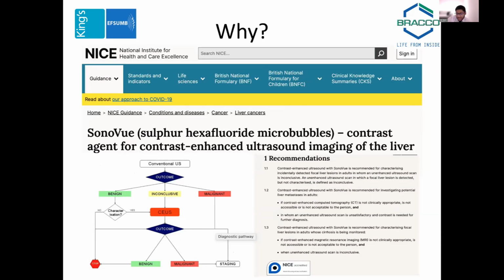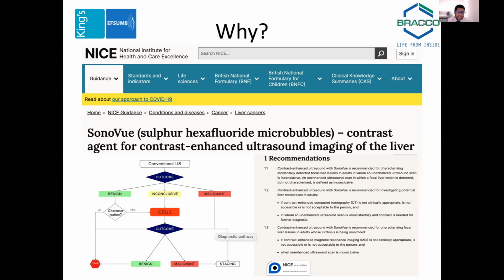But also, it's not just us. In the UK, it's our highest governing body for clinical excellence, which is nice, which demonstrates that SonoVue microbubbles are very useful for characterizing focal liver lesions. And this was on the back of a large amount of data that's produced, but also a cost analysis, which I'll come on to in a minute.